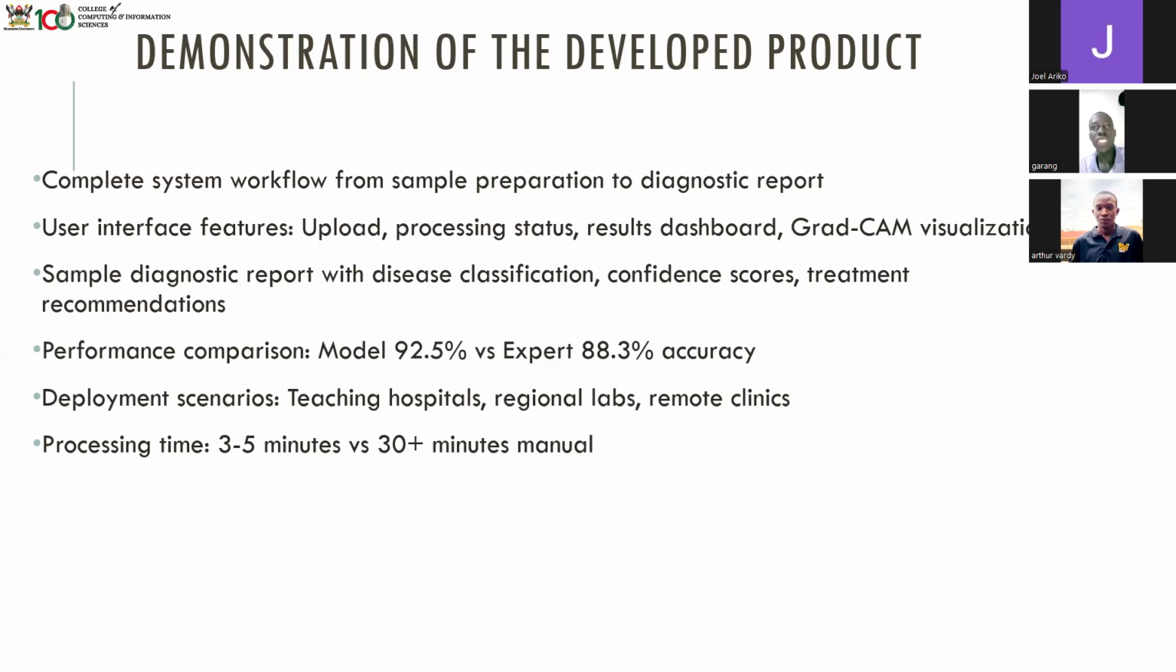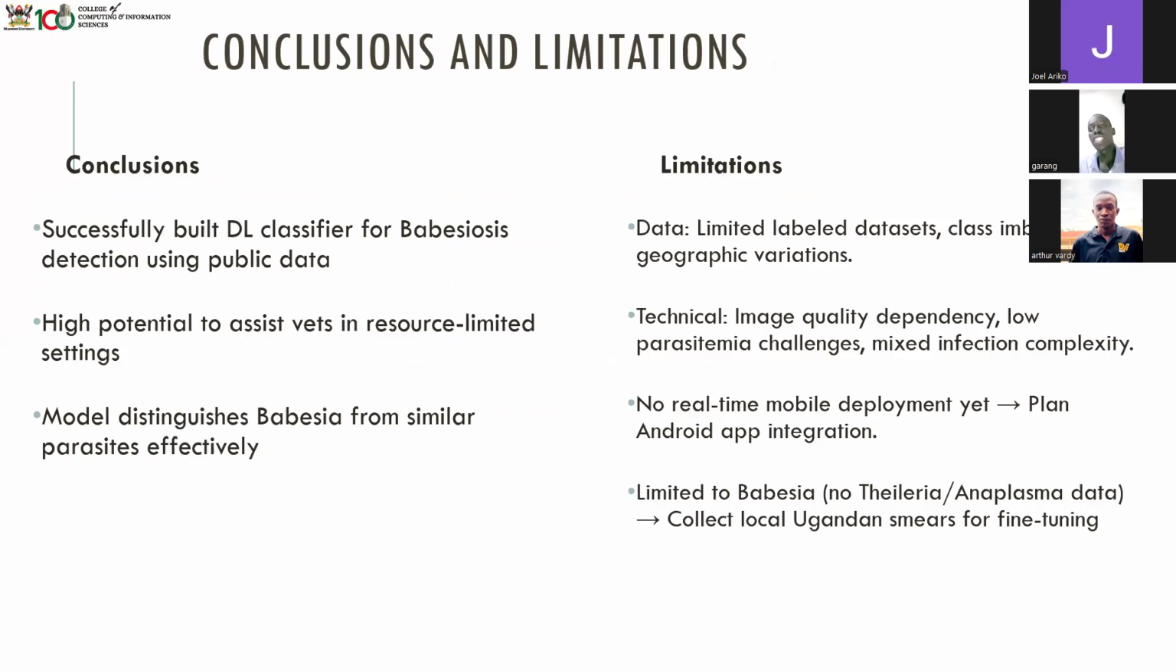Confidence score, and the treatment recommendations will be organized for each. Performance comparison, we want our model to be at least 92 or 90 percent compared to the 88% accuracy for people if they use a microscope. So the deployment scenarios, we want it to be deployed in teaching hospitals for different veterinary doctors and so on. Regional labs, the remote clinics, processing time, we want it to be at least 3 to 5 minutes compared to the 30 plus minutes used for manual pre-processing.